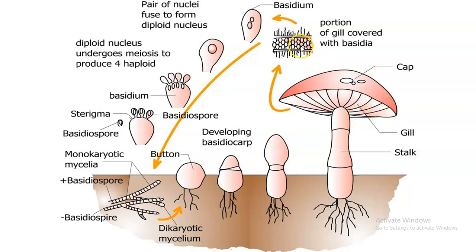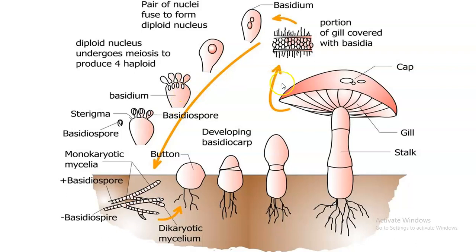Then that will have projections. See, this is the gills area. If I zoom in, you can see the basidium protruding out from this gills area. Initially this is the dikaryotic stage. Then fusion occurs, so a zygote is formed. Then meiosis, and four haploid nuclei will be released. Then there will be projections called sterigmata, at the tip of which the haploid nuclei will come. Then it will form itself into a basidiospore. Then slowly it will be released.